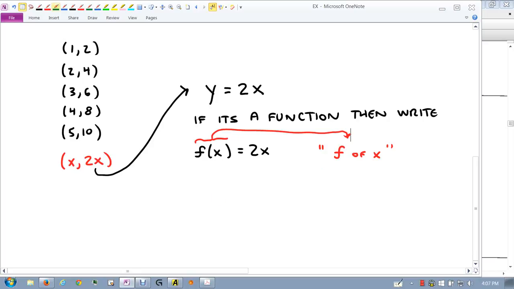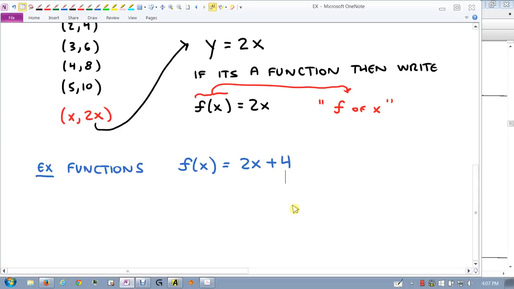Here are some examples of functions. f of x equals 2x plus 4. That's very similar to the function we just had. It takes the input, it doubles it, but on top of that, it does what? It adds 4. And that's what the y value will turn out to be.